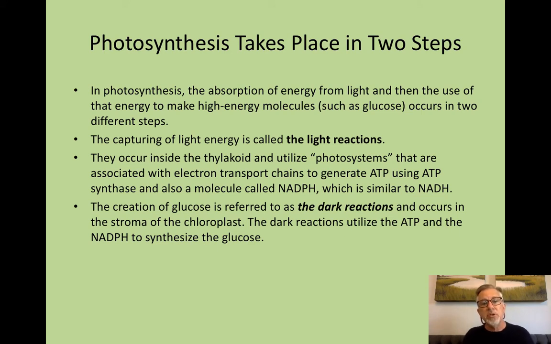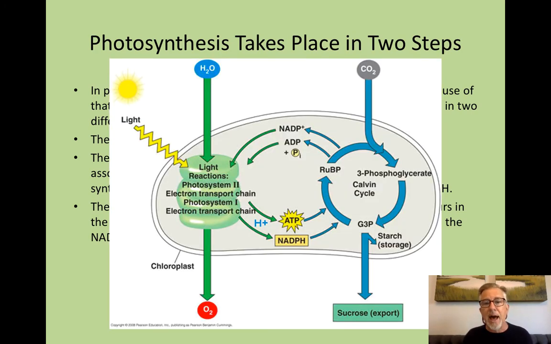The creation of glucose from those products of the light reactions is often referred to as the dark reactions, and these occur in the stroma of the chloroplast, and they utilize the ATP and the NADPH that have been synthesized to make the glucose. And here's our picture of how it occurs.